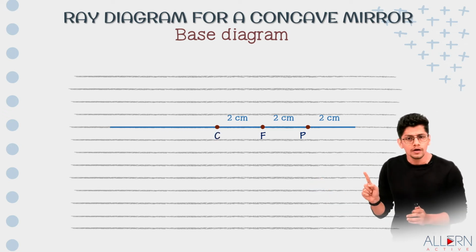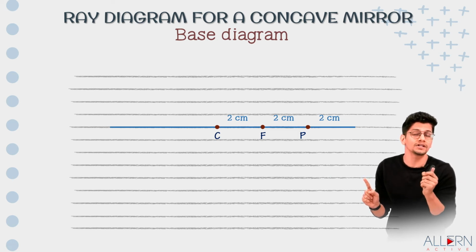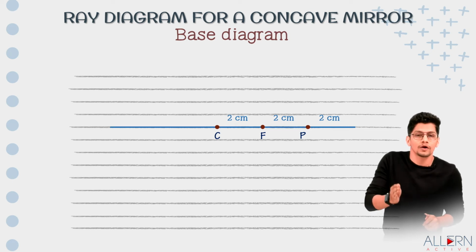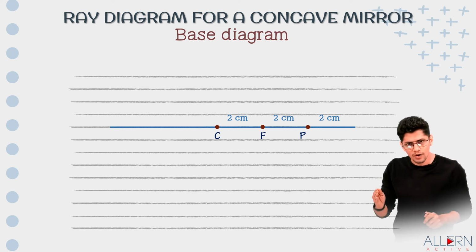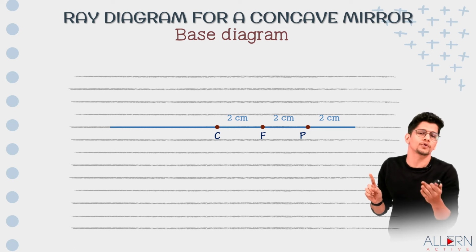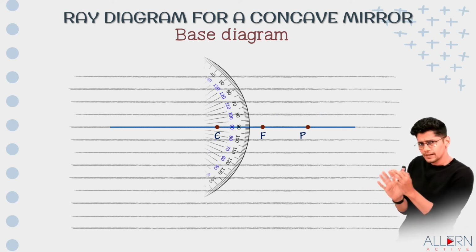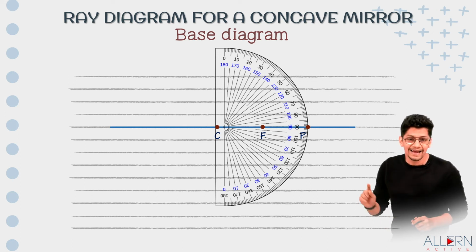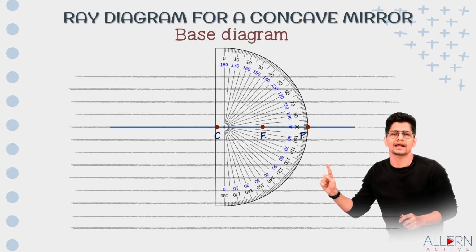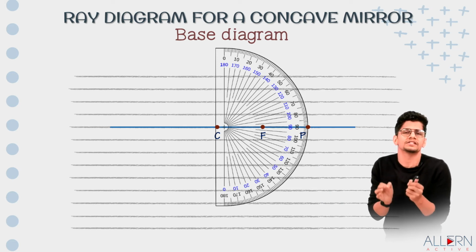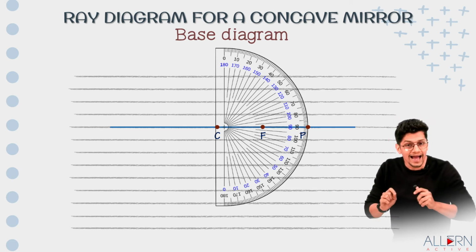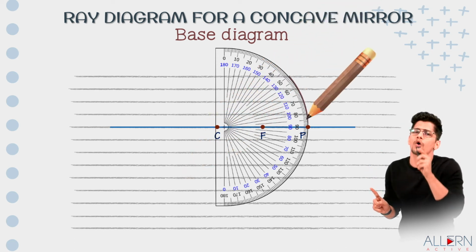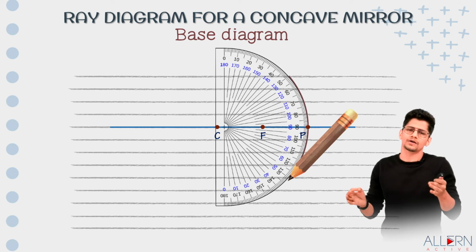Now what is pole? Pole is nothing but the center of the spherical mirror. And which spherical mirror are we drawing right now? Concave mirror. So we are going to draw a concave mirror at this pole using a protractor, right? So now we'll take a protractor. We'll place the protractor in such a manner that the 90-degree line of the protractor coincides with the principal axis, and 4 lines above and 4 lines below, we'll simply draw an arc which makes the concave mirror.